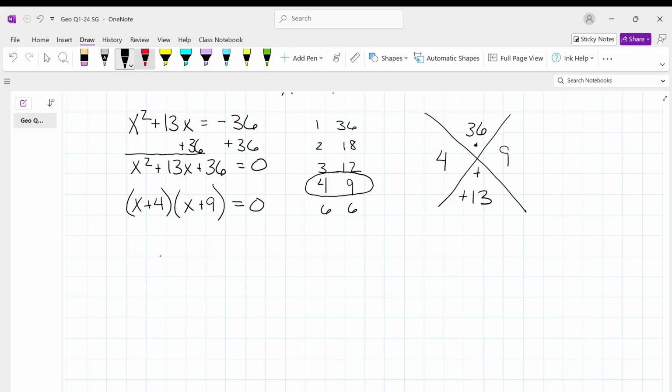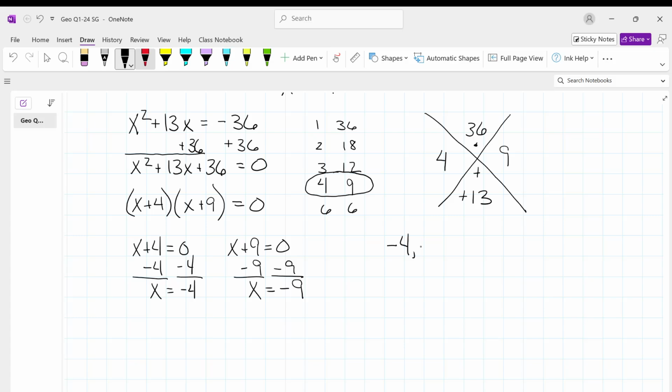Next step is to set each factor equal to 0, so x plus 4 equals 0, x plus 9 equals 0, and then solve each one of those equations. So subtract 4 from each side. X is equal to -4, and then subtract 9 from each side. So the solutions to this equation are -4, -9.